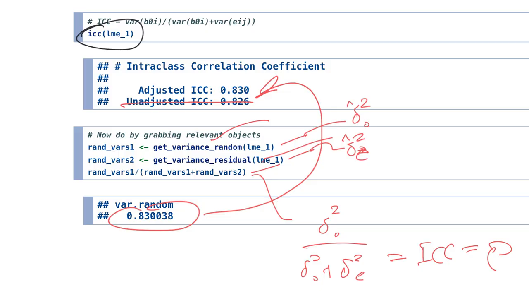And it's often something that's demanded. So if you're doing social epi and doing mixed models, you always report the ICC. They expect to see it.